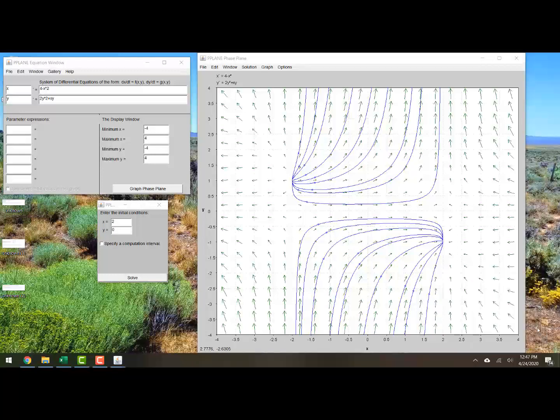They go away, go away, go away from this equilibrium point.